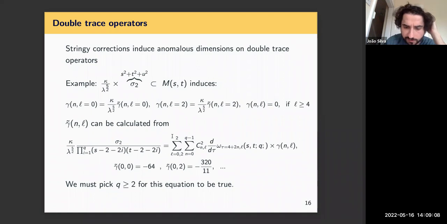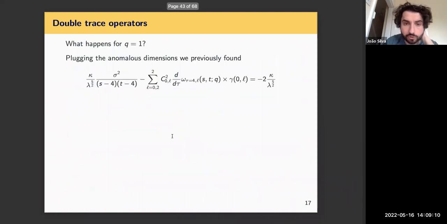I just want to make the following point. Suppose that you now take q equals 1 and you consider that contact term that we were studying. You can now consider this difference: the Mellin amplitude minus the double trace operators, and this does not need to vanish. Indeed, it does not vanish, and it turns out to be equal to something non-zero, which is this, minus 2.